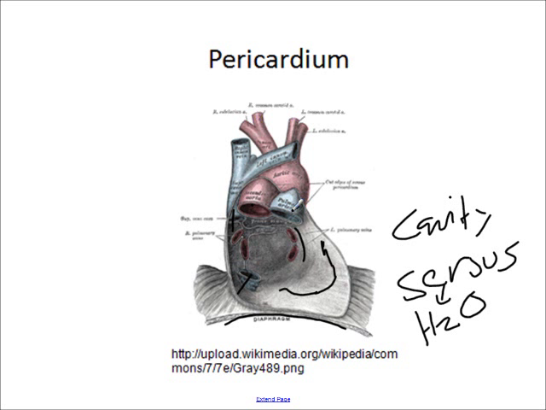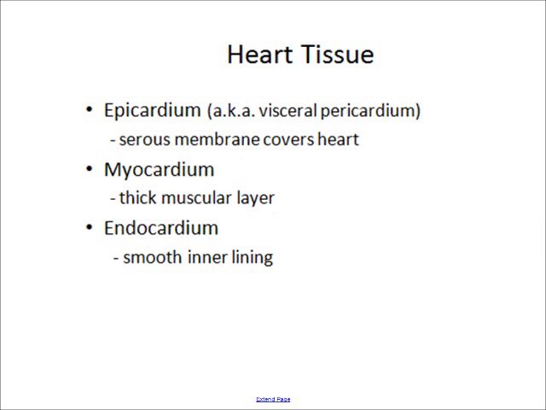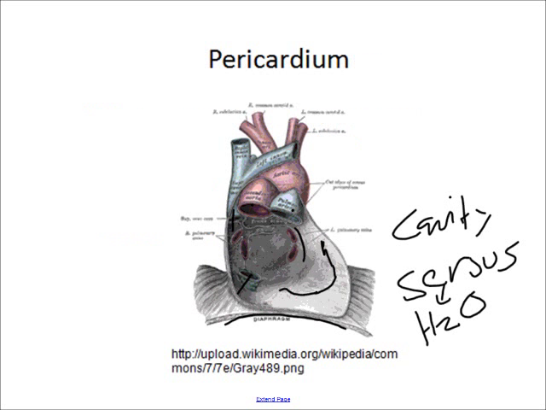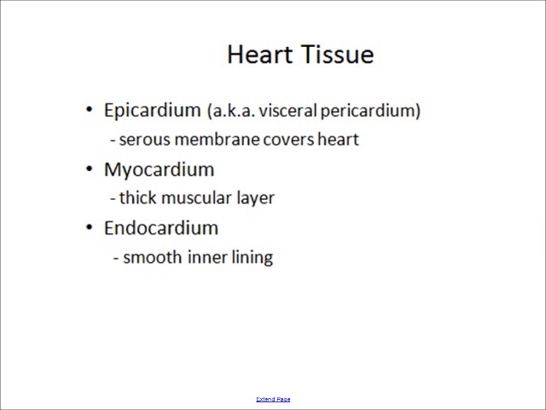All right, what I want to talk about next is the heart tissue, or the three tissue layers of the heart. And just a little bit of terminology review here. Just like with the pericardium, remember, peri means what? Surrounding. So whenever you see the word peri, just think surrounding. Everybody knows what cardio means. Cardio means heart. But a little review here: epi, endo, myo.